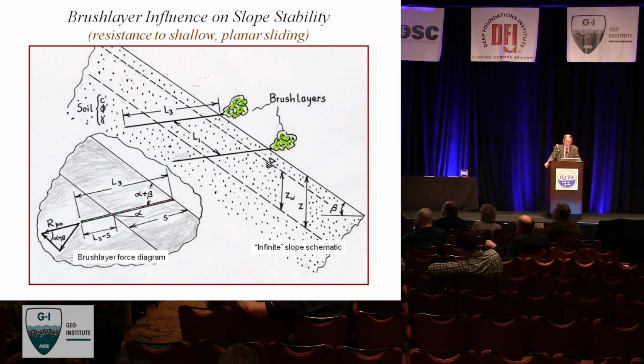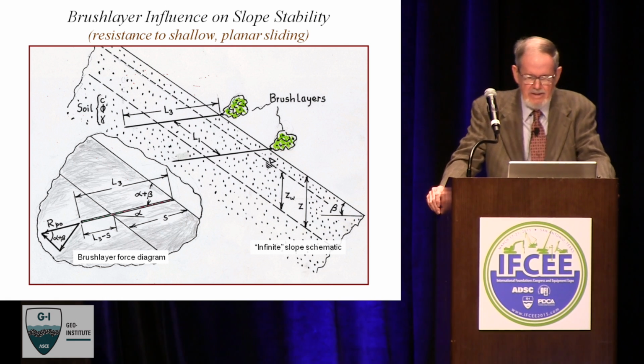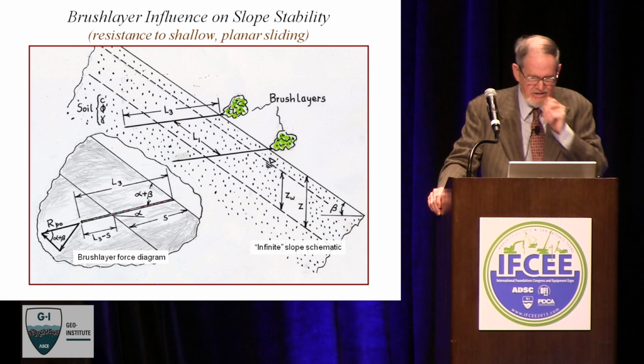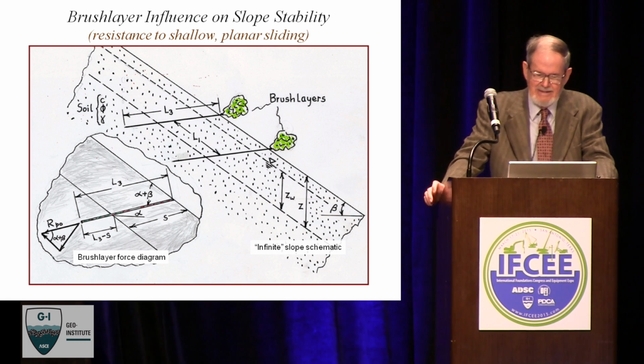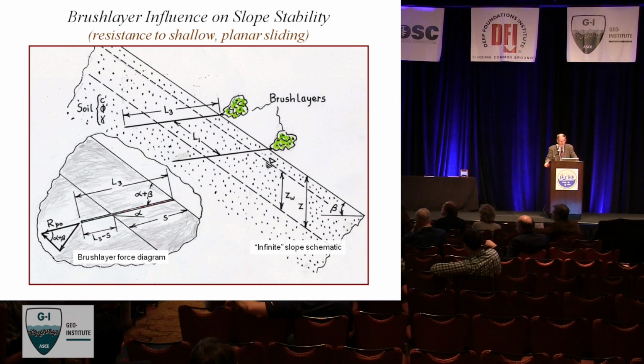This is an ongoing project that will continue for another 2 years. Well, this is discussing Bichetti's work. As I said, brush layer installations in the past have been designed largely on the basis of experience and empirical guidelines. This study modified the so-called infinite slope equation to take into account the presence of embedded brush layers on the factor of safety against shallow planar slope failures. So additional factors were considered, such as the spacing between the brush layers, the length of the brush layers, the length of the embedded portion, and the pullout resistance of the brush layers.